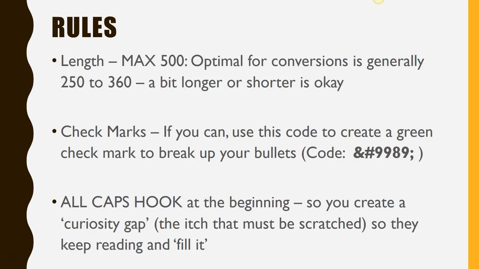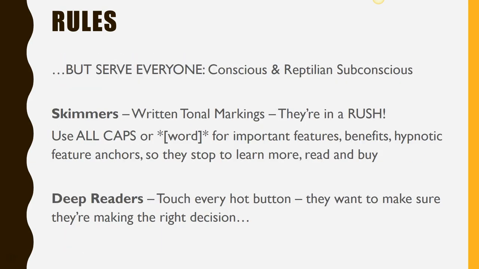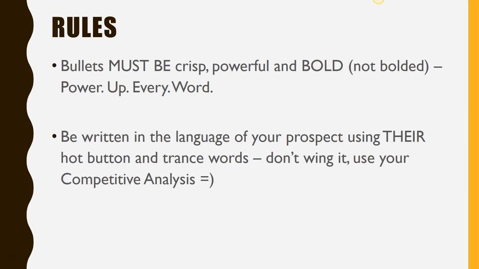While you're focusing on talking to one person, you're serving everybody. You want to make sure that you're serving the skimmers with the written tonal markings, which we discussed, and also the deep readers. So you're touching every hot button, so they see that they're making the right decision. Your bullets really need to be crisp, powerful, and bold. Not bolded, but bold. What I'm going to ask you to do after writing your bullet points is to set them down and come back the next day or at least a couple of hours later. Give your brain some time to step away and then go through your checklist and see if there's a way you can make them even more powerful.